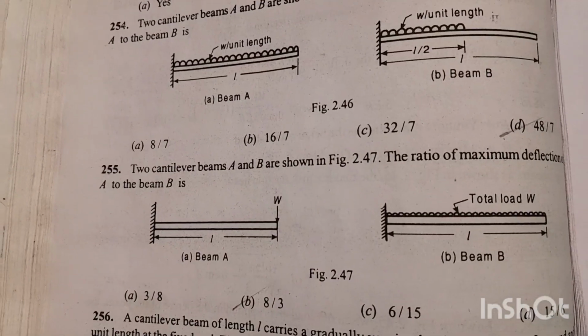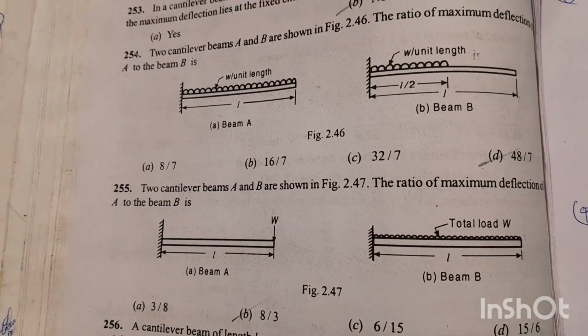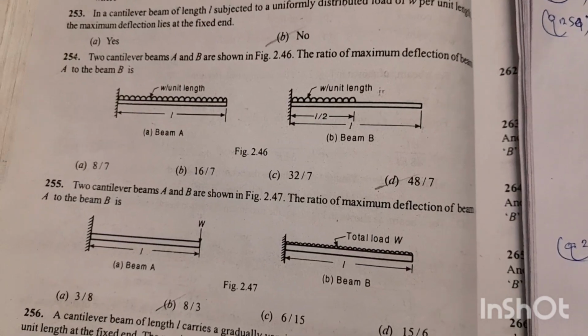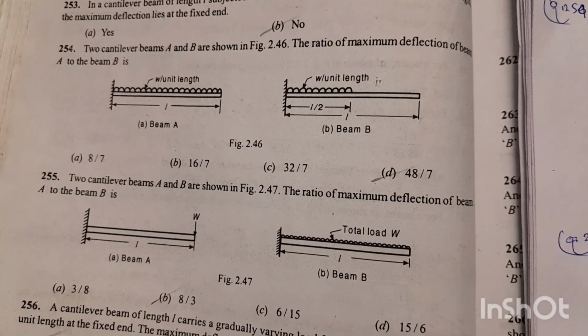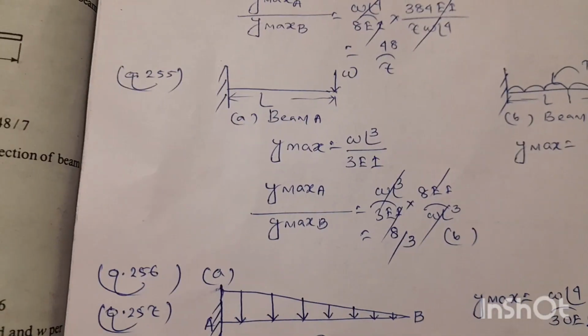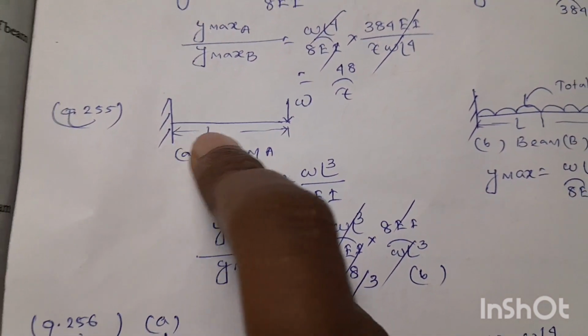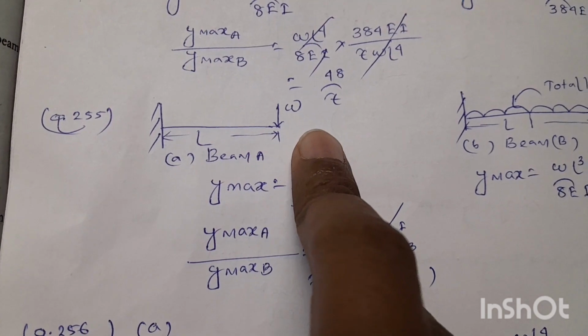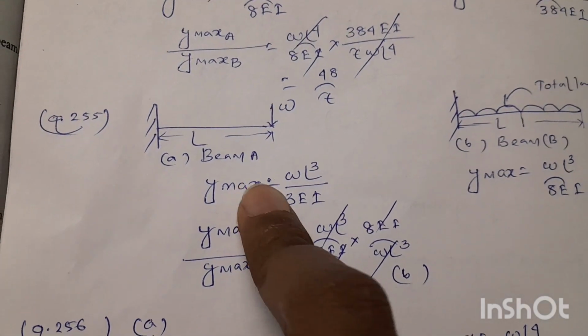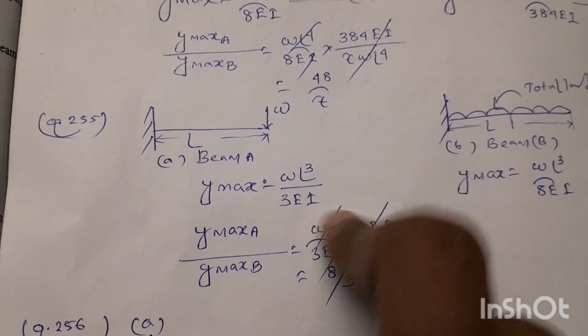Next question 255. Two cantilever beams A and B are shown in the figure. The ratio of maximum deflection of the beam A to the beam B is... As per the question, for the beam A, the cantilever beam subjected to point load at the free end, the maximum deflection will be WL cube divided by 3EI.